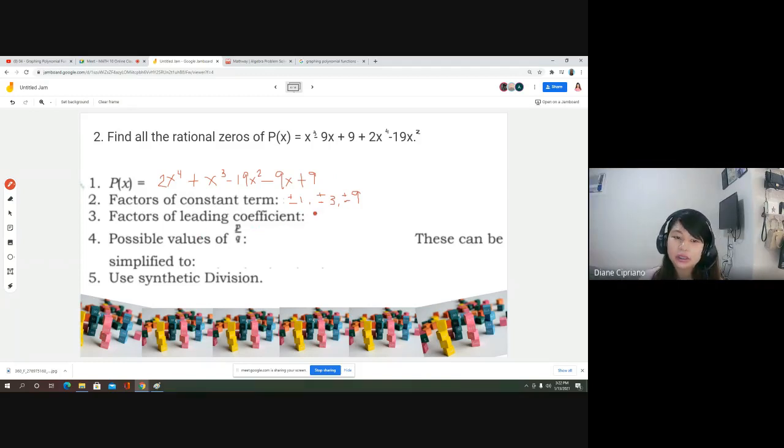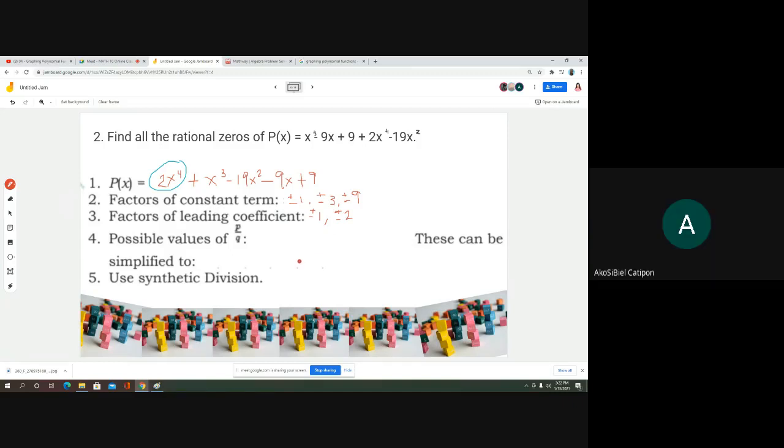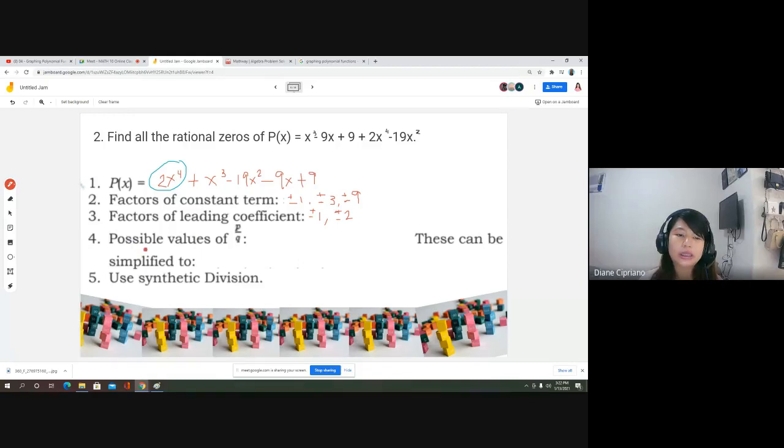How about the factors of the leading coefficient? Ano ba yung leading coefficient, by the way? The leading coefficient is the 2x raised to 4. So, the factors of the leading coefficient are positive, negative 1, and positive, negative 2. Meron pa po bang naiisip na factors ng 2? Wala na po. Okay, good. So, in this case, the possible values of P over Q is 1. Teka lang.